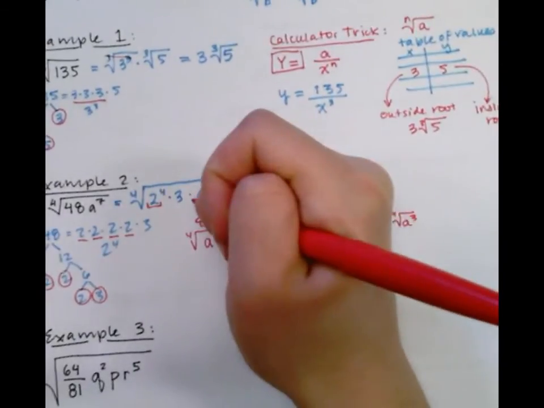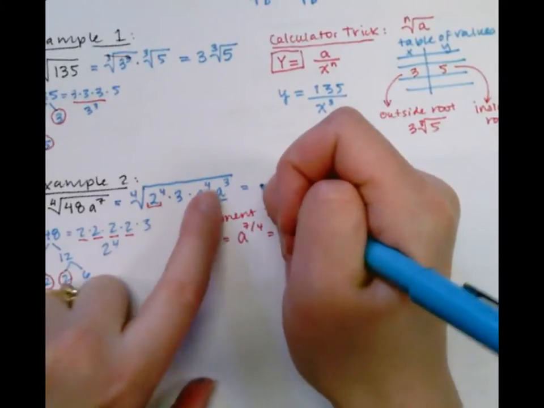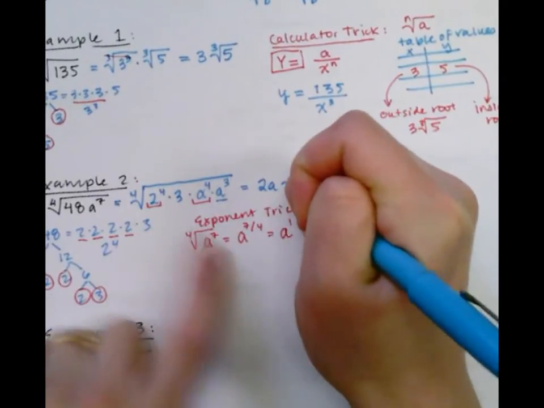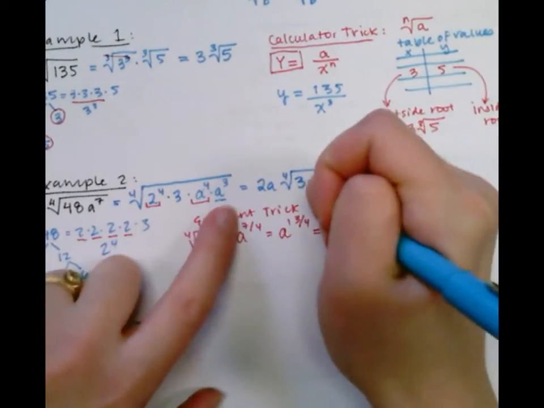So to finish this problem, what comes out of the root is anything that has a perfect to the 4th power. So what's going to come out is a 2a, since 2 to the 4th and a to the 4th. And then what's left over inside the root is the 3a to the 3rd.